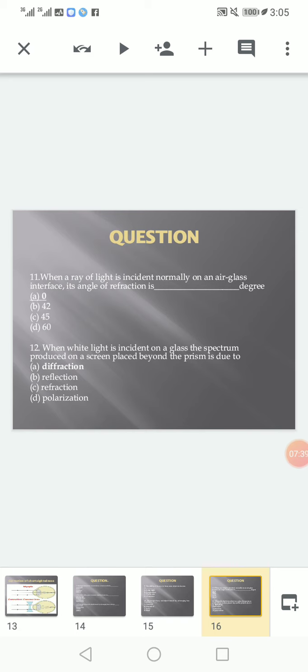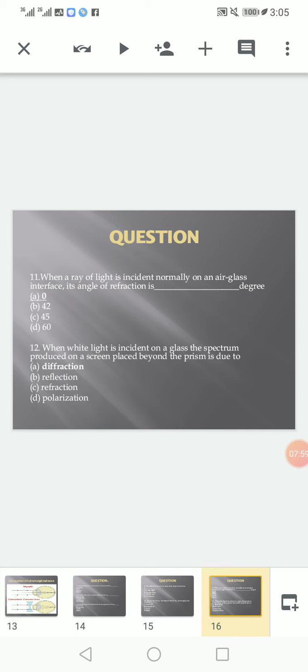When a ray of light is incident normally on an air-glass interface, the angle of refraction is always 0 degrees. I will explain why the answer is 0 degrees.